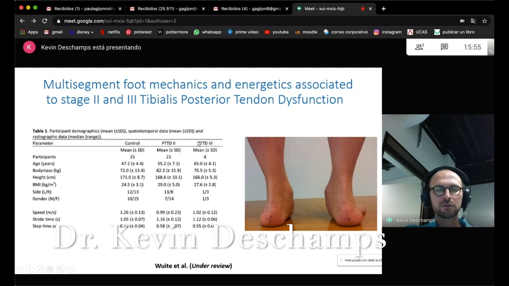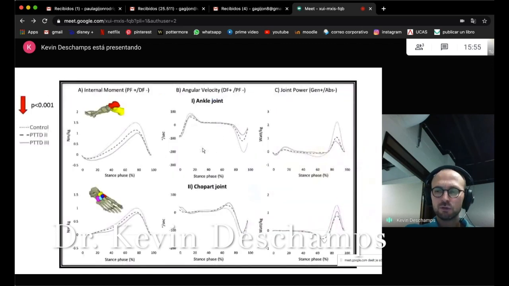So we compared the kinetic behavior of those foot joints across those three groups. Again, what you can see here on the top is the ankle joint, with the internal moment on the left, the angular velocity in the middle, and then the joint power. For those three groups, you have the control group, then the PTD, and the legend for the stage 2 group. We saw that the peak plantar flexion moment was critically decreased in those two patient groups.